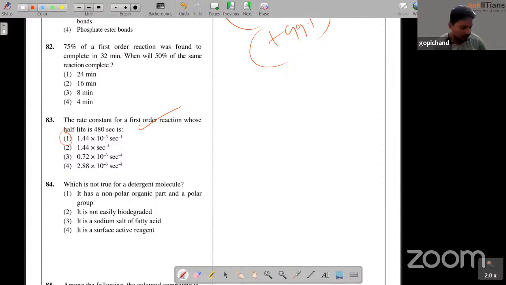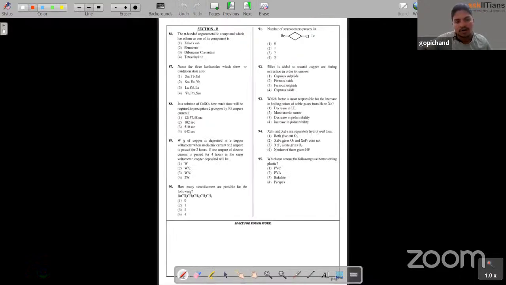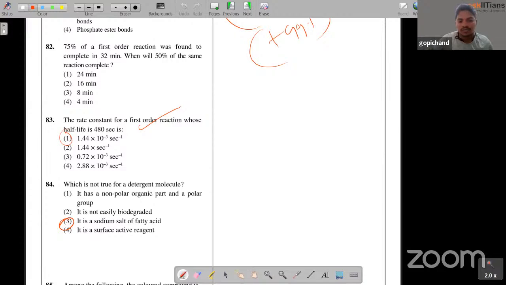Question number 84, soaps and detergents are made from long molecules that contain a head and a tail. The chemical formula will be C18H29NaO3. So in this case, the statement that it is a sodium salt of fatty acid is not true. The reason is that it is not a fatty acid. It is basically a detergent molecule, a sulfonate compound. And question number 85.